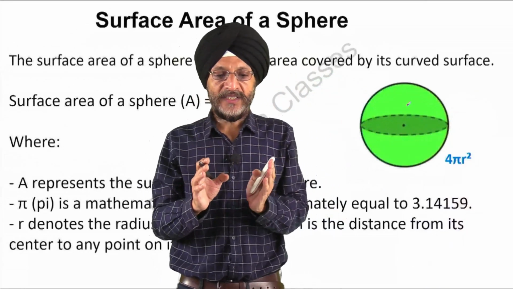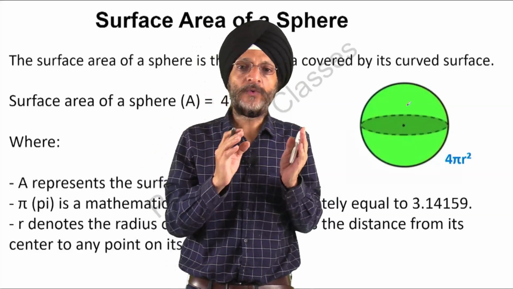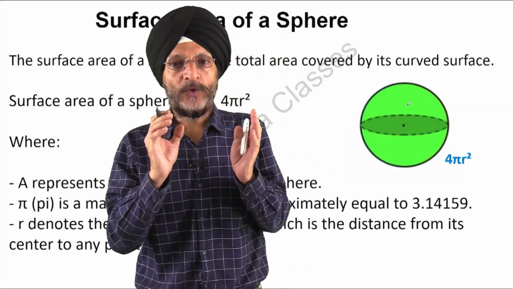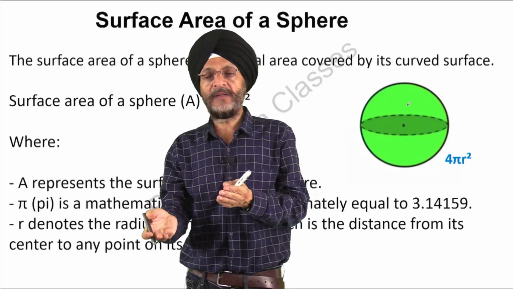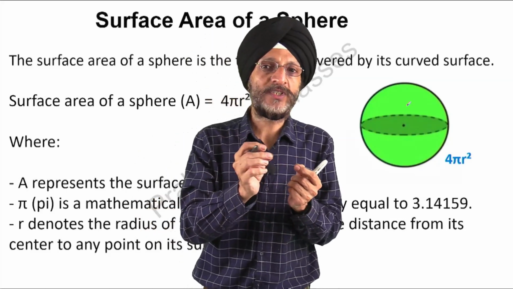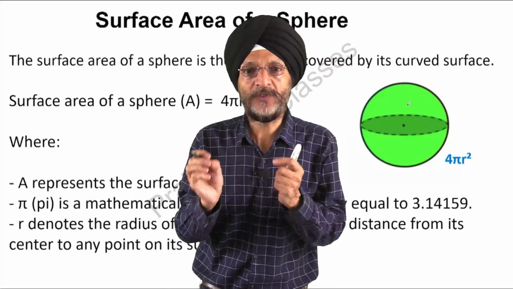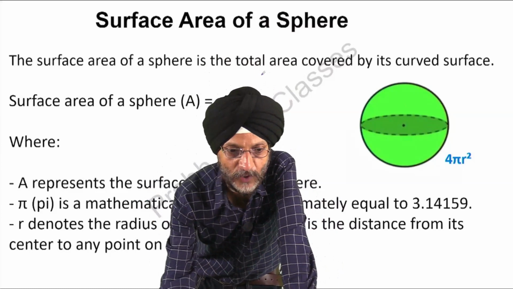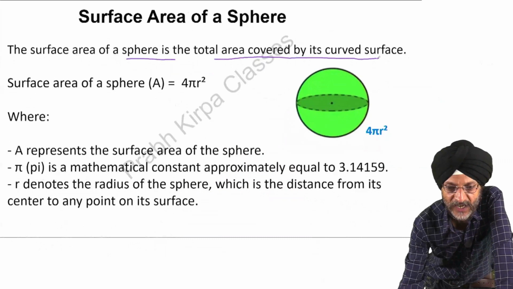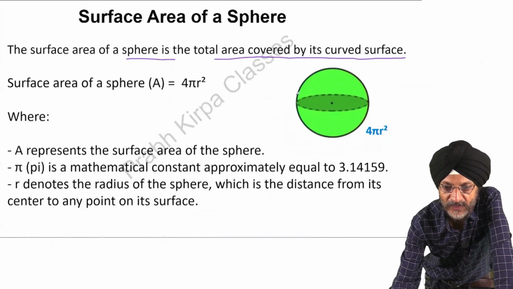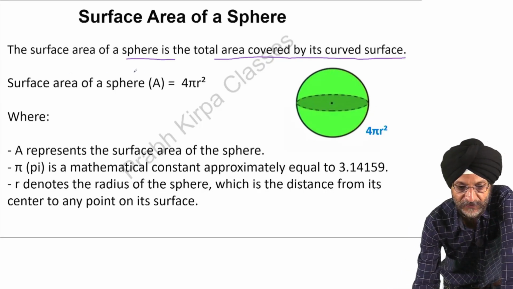Now we will understand the formula for calculation of surface area of a sphere, because though we are doing the course on volume of a sphere, in the coming time we will discuss questions or examples which will also involve the surface area of a sphere. The surface area of the sphere is the total area covered by its curved surface. This is the curved surface, the total area covered. This is the surface area of a sphere.